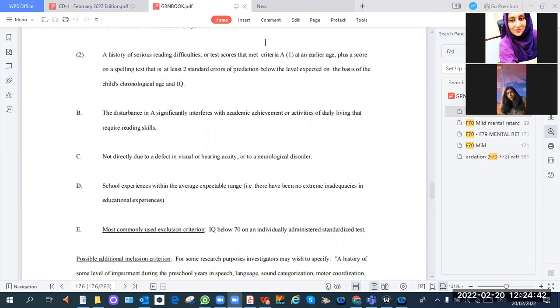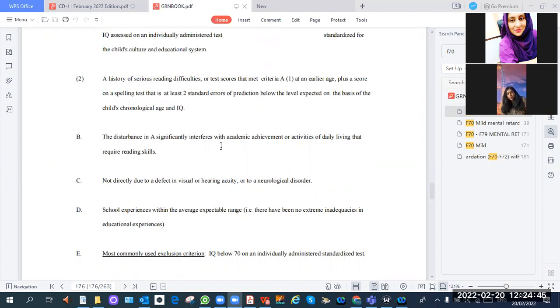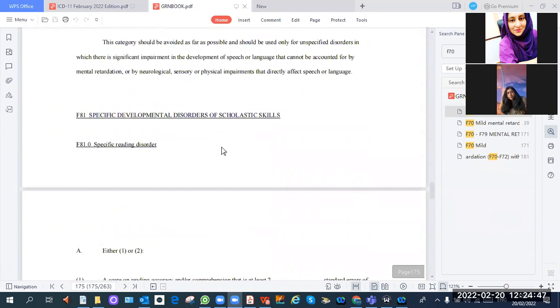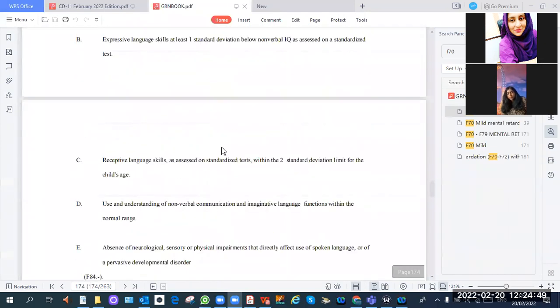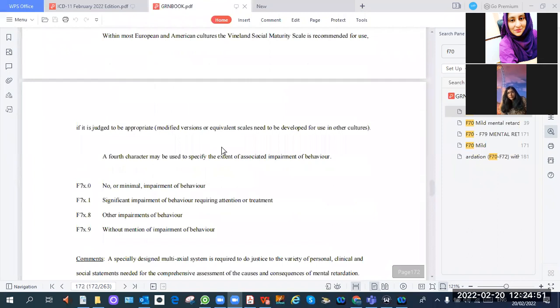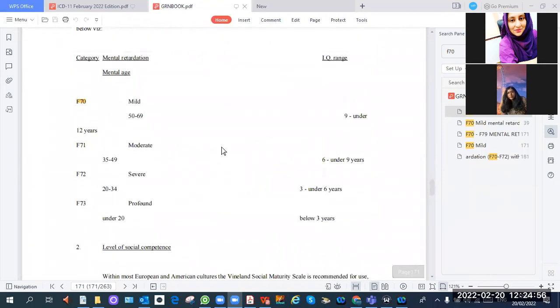Yeah, there are exclusions in everything. So let's see here, ICD. Yeah, here we are in 70. IQ 50 to 69 is mild. F71 is moderate intellectual disability, IQ 35 to 49, then severe is 20 to 34, and profound is under 20.